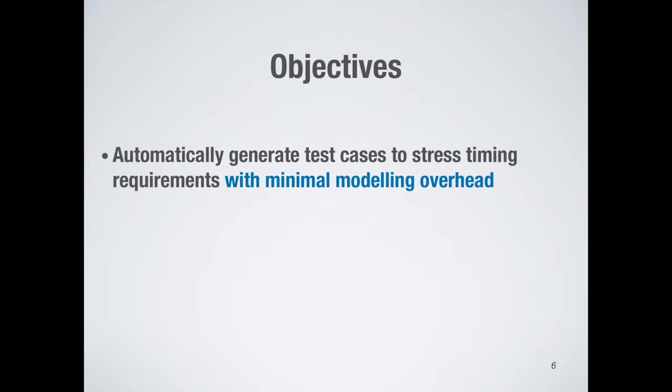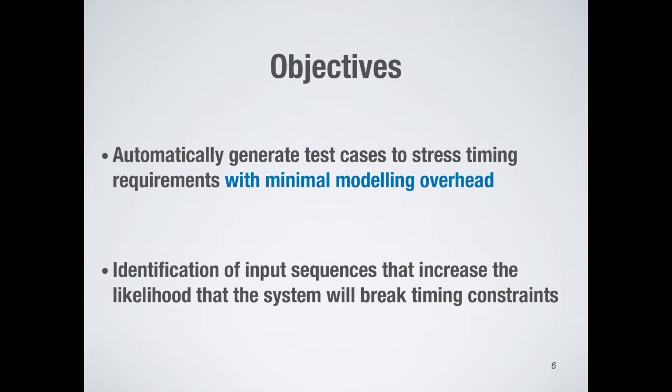The objectives of this work are the following. First, we want to automatically generate test cases to stress the timing requirements with a minimum modeling overhead. Secondly, we want to identify the input sequences that increase the chance that the system will break its timing constraints. However, the context strongly influences the solution. Our solution is quite common in industry practice.